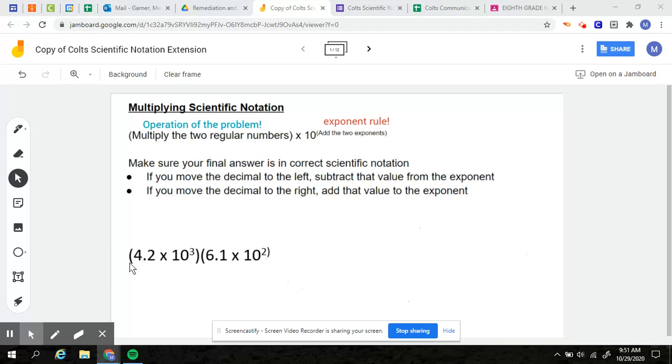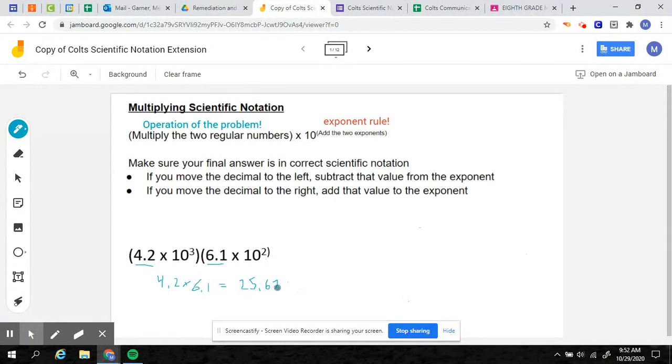So the first thing you need to know is if they're regular numbers, so in this case, the 4.2 and the 6.1, you're just going to use the regular operation of the problem. So in this case, you're just going to multiply. So I'm going to take my two big numbers, the 4.2 and the 6.1, and multiply those together. So 4.2 times 6.1. You can do it by hand if you want. I'm going to do it on my calculator. And you get 25.62. Okay, so that's my first thing that I'm going to do.